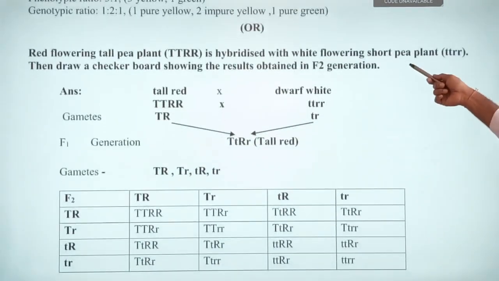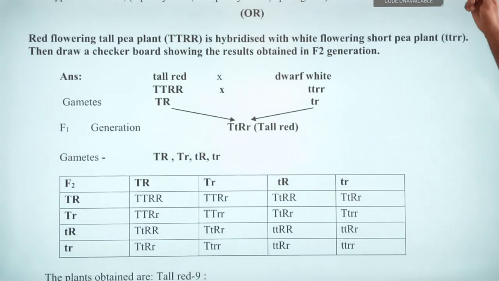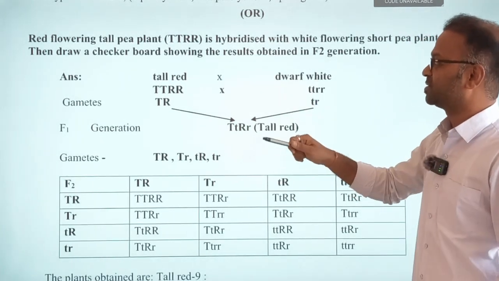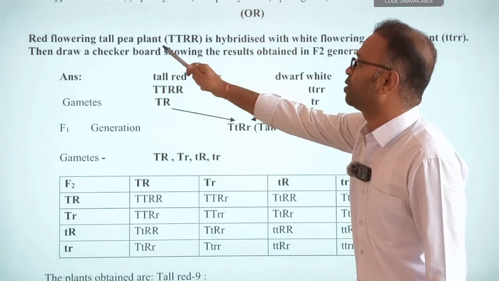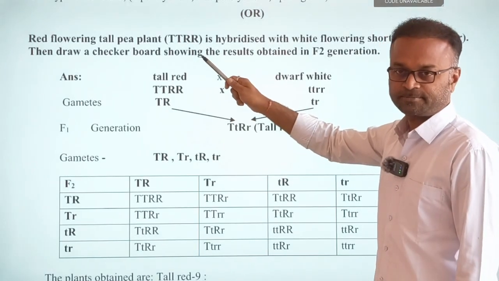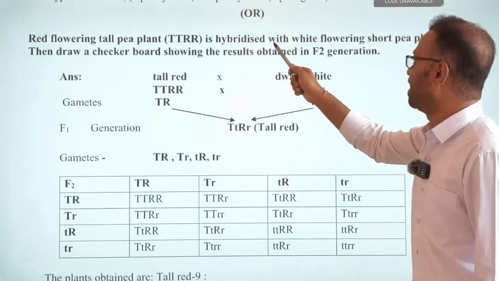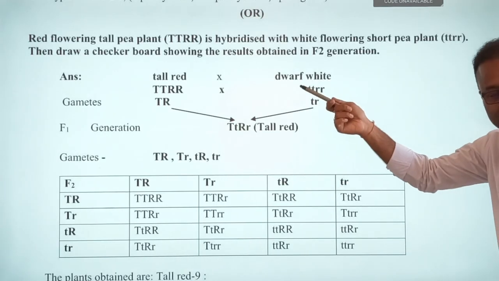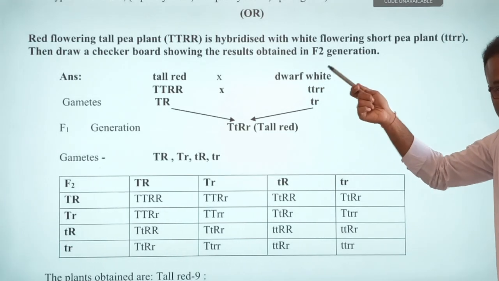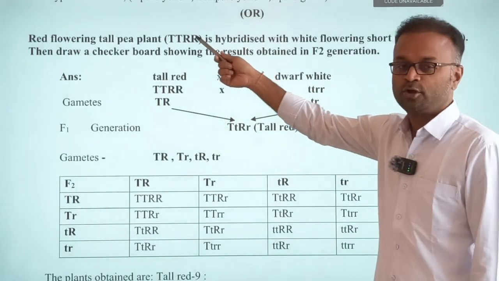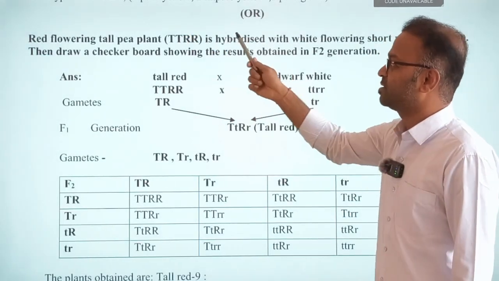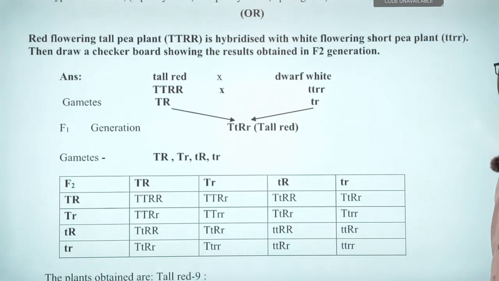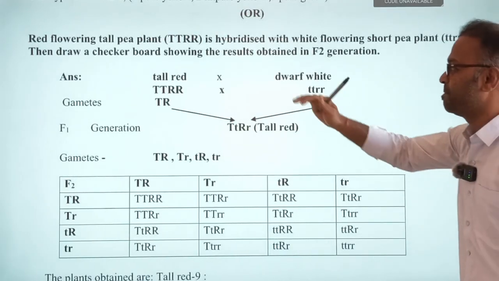Similarly, one more question they are asking, although definitely all will go for the first question only, the monohybrid cross, which is very simple. Now here they ask a dihybrid cross. Now see here, a red flower tall pea plant is hybridized with a white flower short pea plant. How many pairs of contrasting characters are there? 2 pairs, right? One is height, tall and dwarf. Another is flower color, red and white. 2 pairs of contrasting characters, same method.